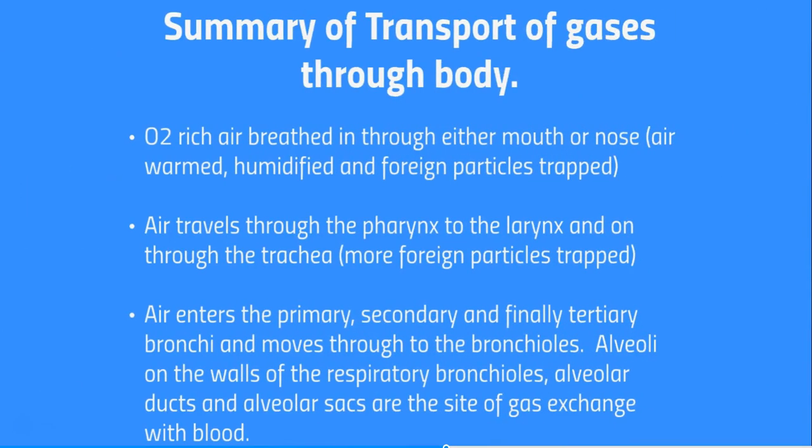Alright, so at this point, we've got to the point where oxygen-rich air has been breathed in through your mouth or nose. It's been warmed, humidified, and we've trapped some foreign particles. It's then moved down through the pharynx, where we've trapped a few more things, into the larynx and the trachea, and it's finally entered the primary and secondary and tertiary bronchi, through the bronchioles, and down to the alveoli. It's time now to look at how the exchange of gases occurs.